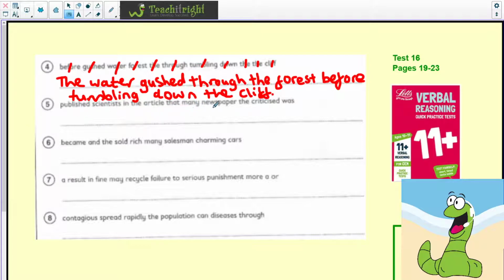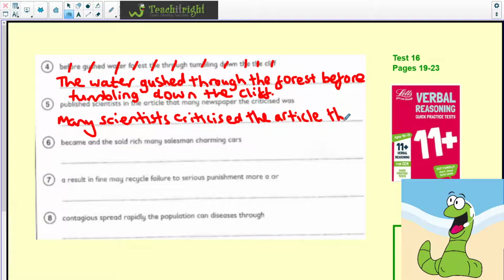So what have we got next? Published scientists in the article that many newspaper the criticised was. Well, the sentence we're looking for here is many scientists criticised, and that means to say that they don't agree with something, they're criticising it, saying it's not very good. Criticised the article. Article's like an account of something that was. Many scientists criticised the article that was published. You may remember we had publication as one of your spellings last week. Published in the newspaper.